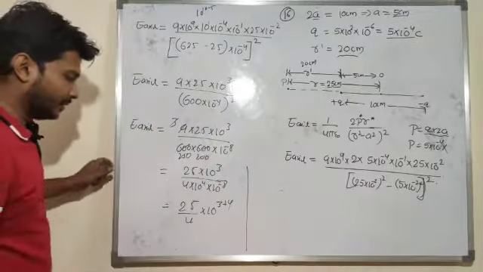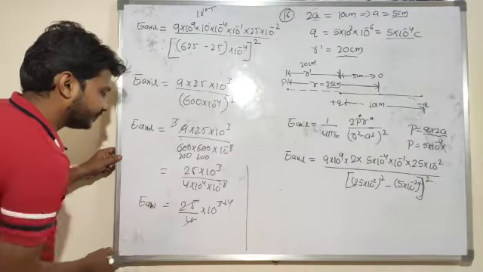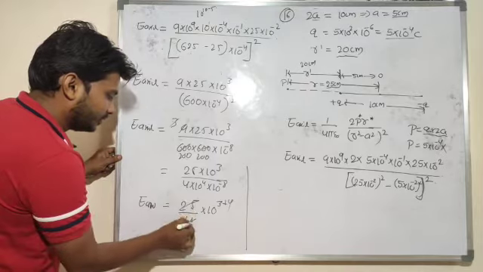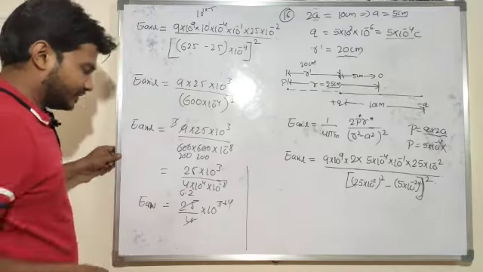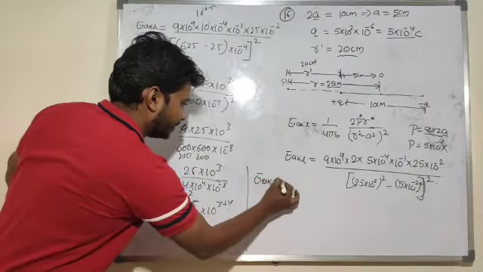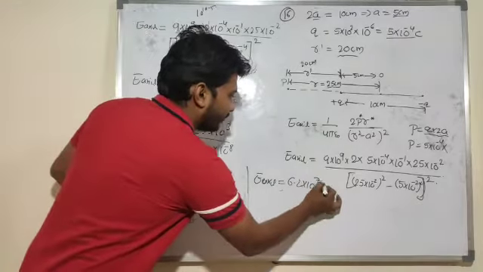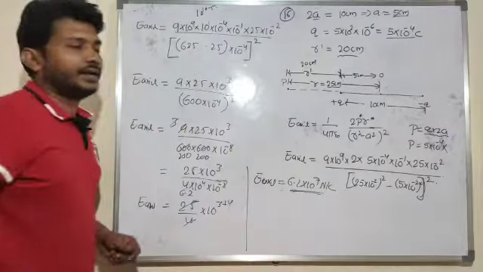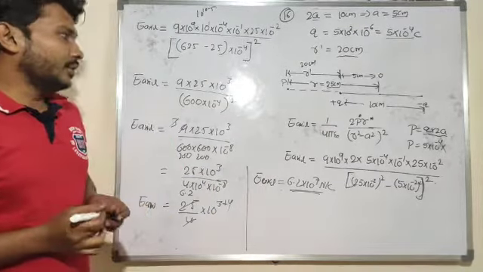So electric field at axial is 6.2 here. 4 ones are 4, 6 are here, so it is around 6 point something here. So 6.2 into 10 to the power of 7 Newton per Coulomb. So look at here, what is the answer here? 6.2 into 10 to the power of 7 Newton per Coulomb.